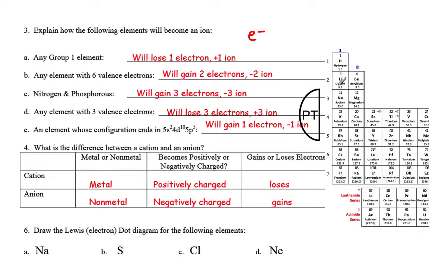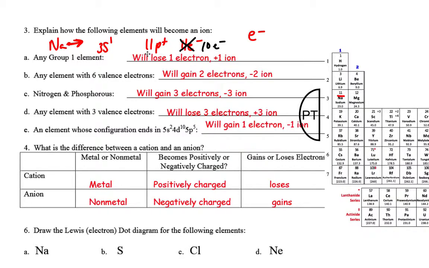So if we looked at sodium, we know it's going to end in 3s1. So here's that one valence electron. What does it want to do? Kick it out. So sodium normally has 11 protons, as we see atomic number 11, and it's got 11 electrons normally. But we just decided it's not happy that way. It wants to kick that electron out. So it's going to go from having 11 protons and 11 electrons to 11 protons and only 10 electrons.